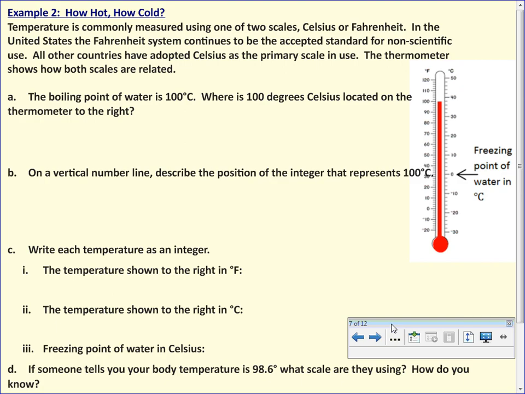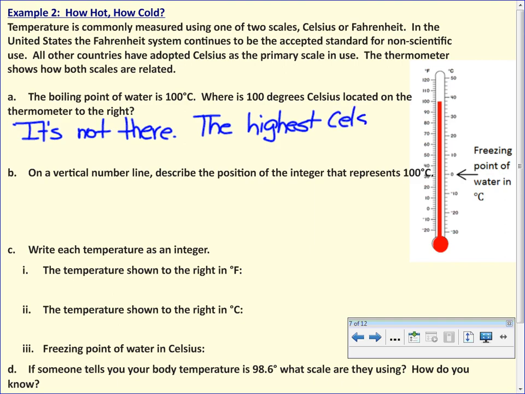Why isn't it there? The Celsius side only goes up to 50 degrees Celsius. We don't have the 100 degrees Celsius on that thermometer. Okay? You're writing this down in your notes. We're on page 5.